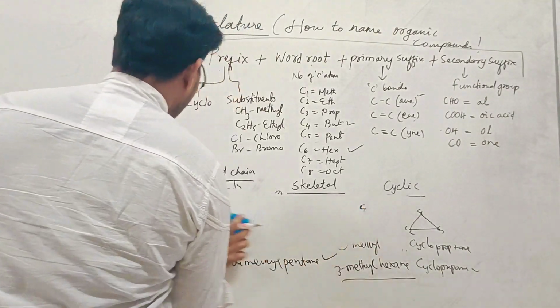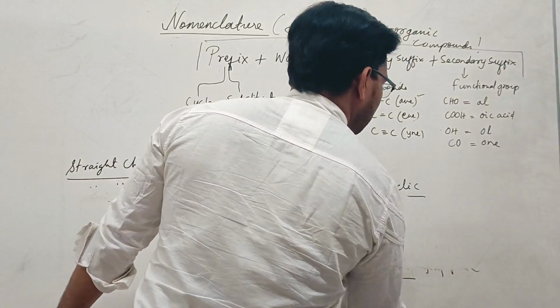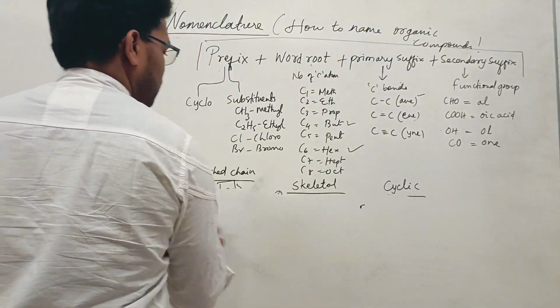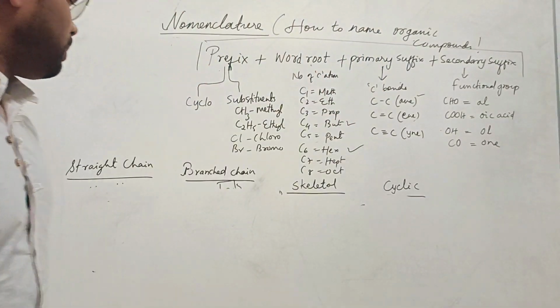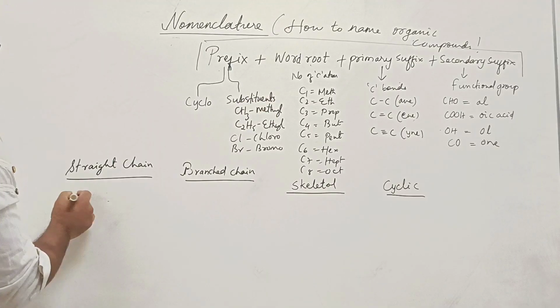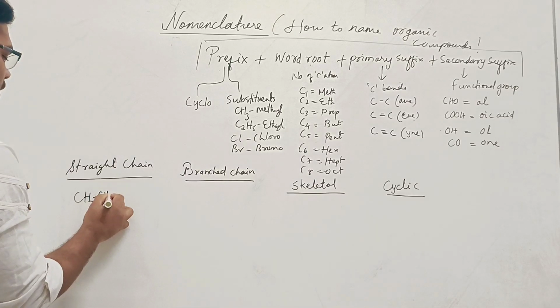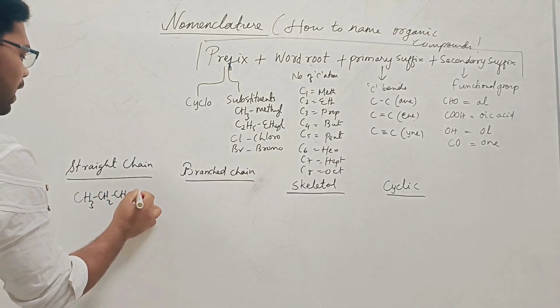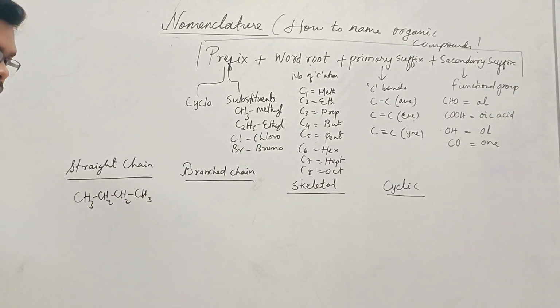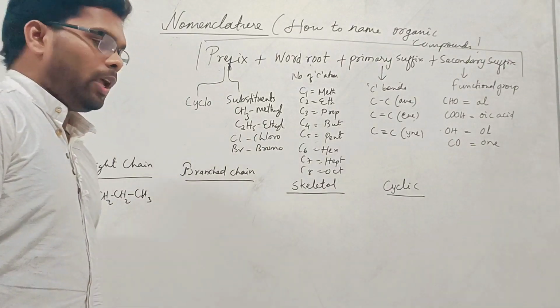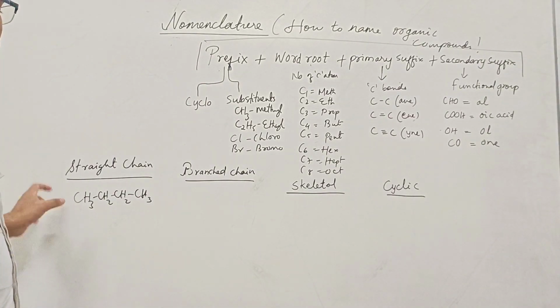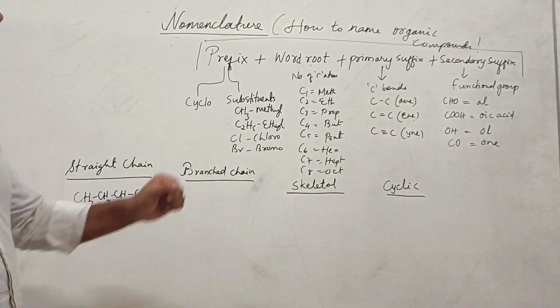Alright, so there are so many kinds of compounds which you can name. So let's say there will be an example. Let's say here we have CH3, CH2, and CH3. So how are you going to name it? You just need to count it. In the straight chains you have to count.